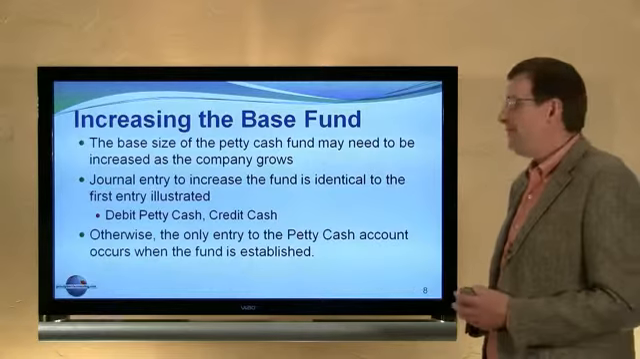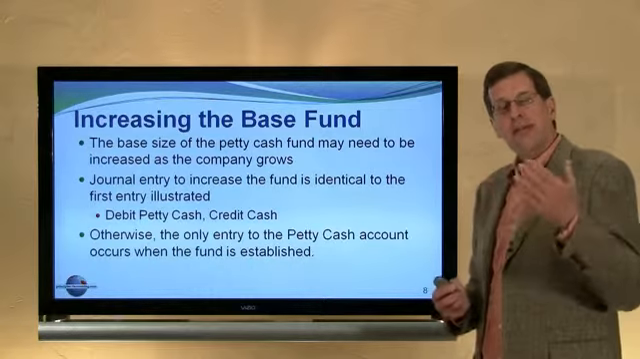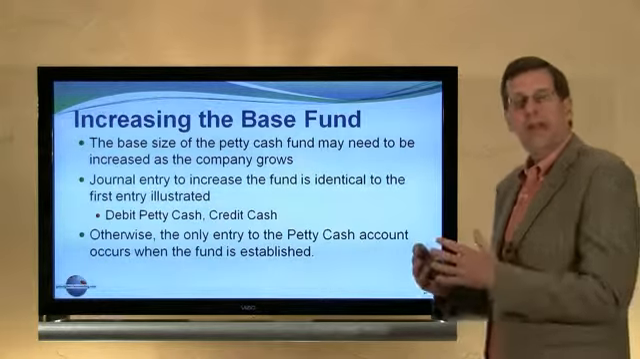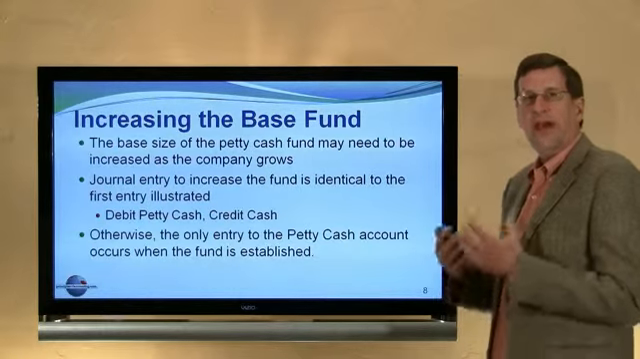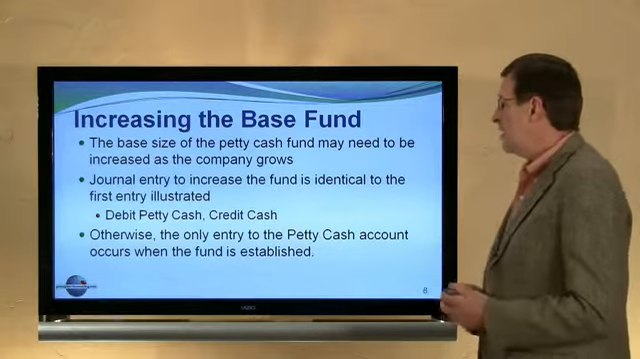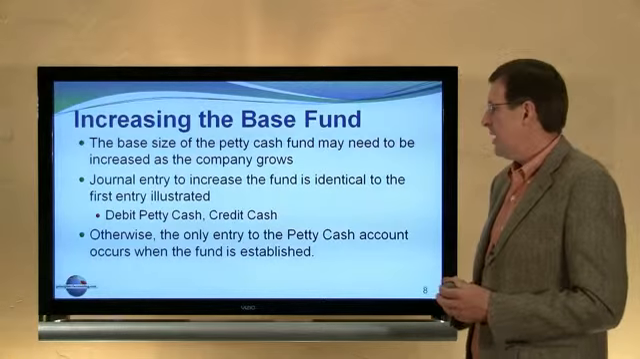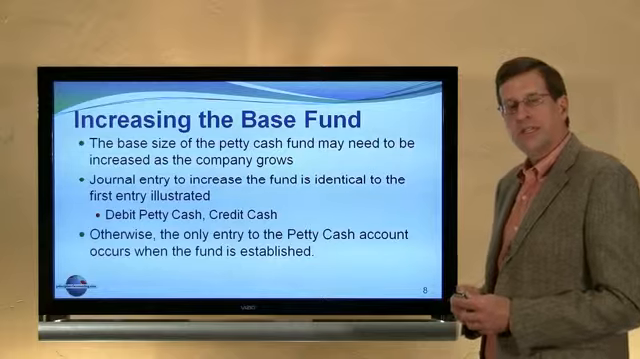So if we were to add $500 to the petty cash fund, we would debit petty cash $500 more and credit cash $500. That would be an increase in the base amount of the fund, not a reimbursement in the fund. Otherwise, the only time we would need to make an entry to the petty cash account occurs when the fund is initially established.